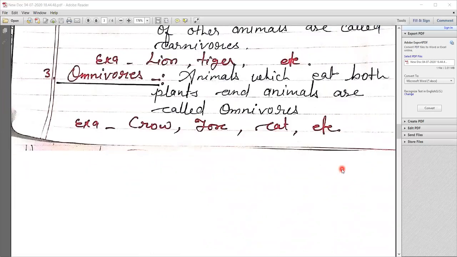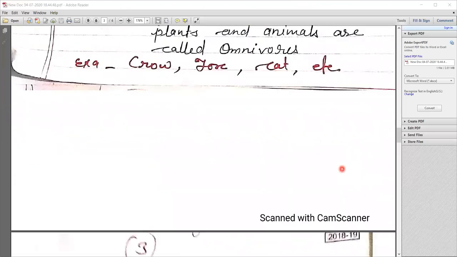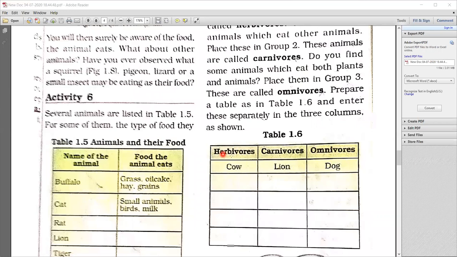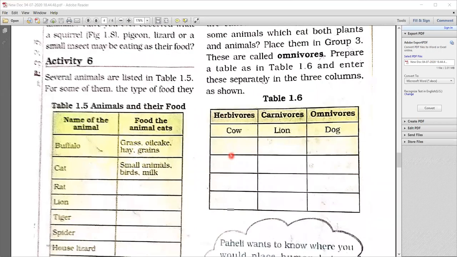Here we can see, children, that animals have been divided into only three categories. On the basis of food items, animals have been divided into herbivores, carnivores, and omnivores. They all eat different kinds of food. So we can easily understand that not all animals eat plants, not all animals eat flesh only, and not all animals eat both. If they eat only plants, they are called herbivores. If they eat only flesh, they are called carnivores. And if they eat both plants and animals, they are called omnivores.